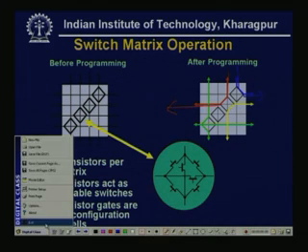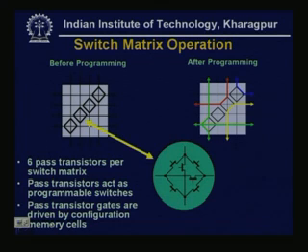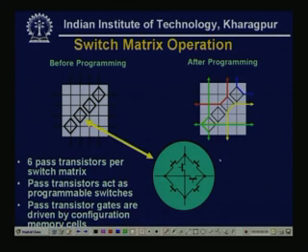Now, the actual switching, we know, is done by pass transistors, and these act as programmable switches. The pass transistor gates are driven by configuration memory cells. See here, this is a 6 transistor model. We call this a 6 transistor model.